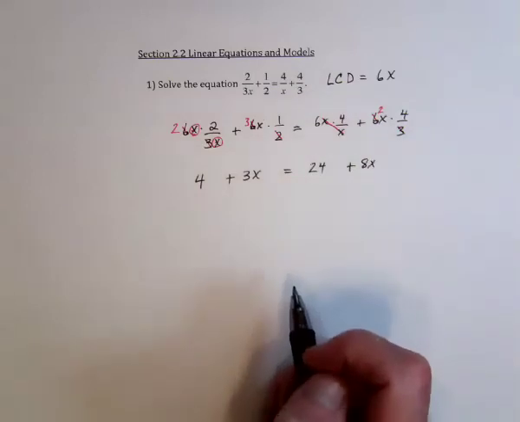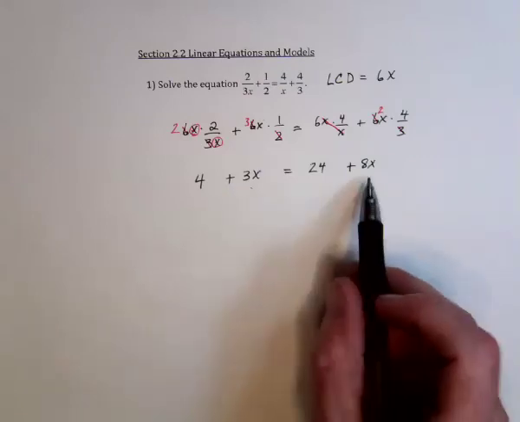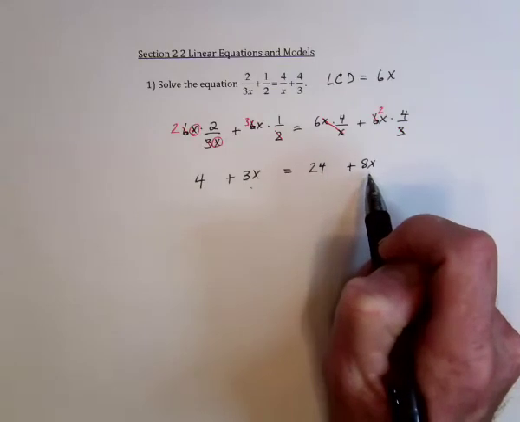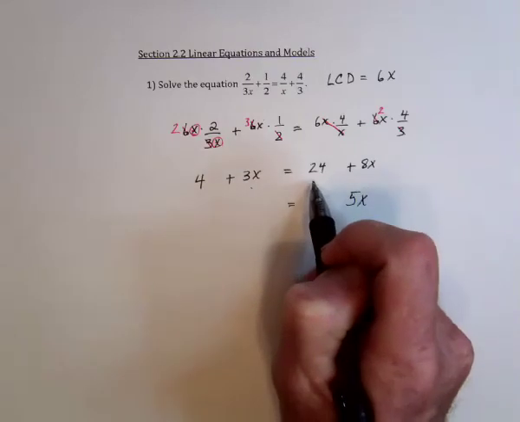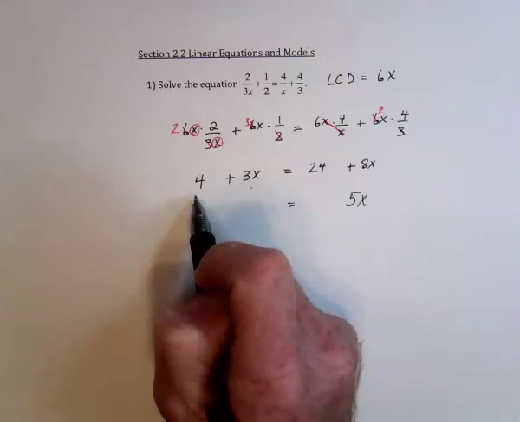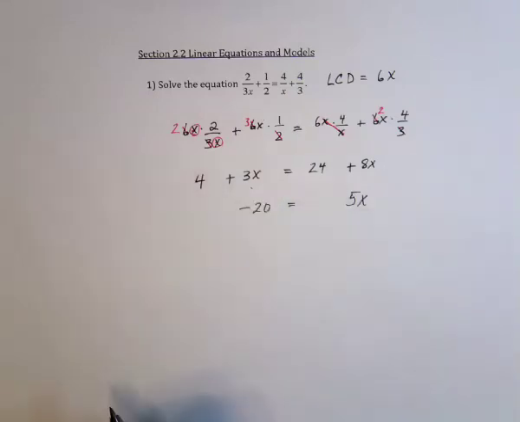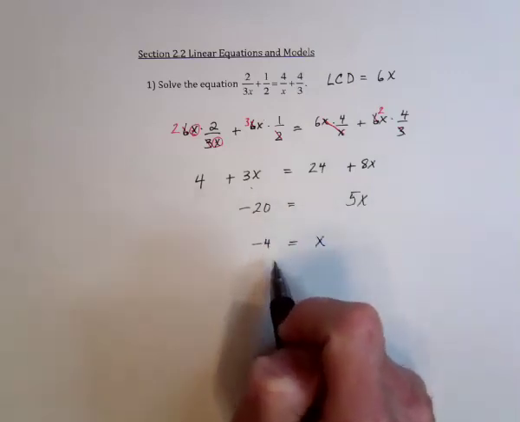And then putting like terms on one side, for example, the 3x right here, I'll move to the right hand side by subtracting. So if I subtract 3x from 8x, I've got 5x. And then subtract 24 from both sides. So subtract 24 from here is going to be a negative 20. And just one more step, divide by 5. X is equal to a negative 4.